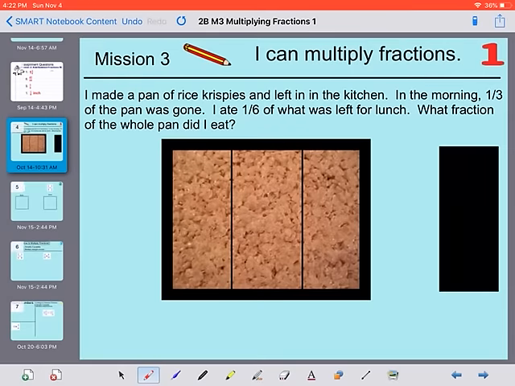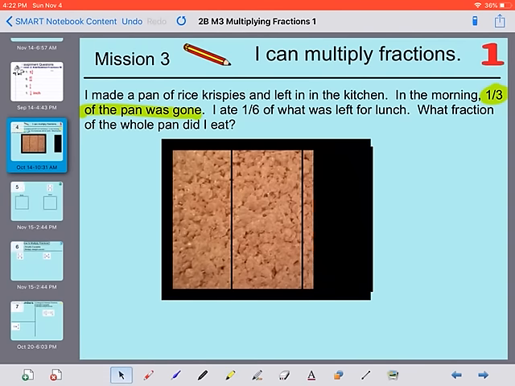Good morning. Today we are looking at Mission 3 from Unit 2B. I can multiply fractions. So first let's look at a word problem. It says, I made a pan of Rice Krispies and left it in the kitchen. In the morning, 1/3 of the pan was gone. So right away, 1 out of the 3 pieces was gone.